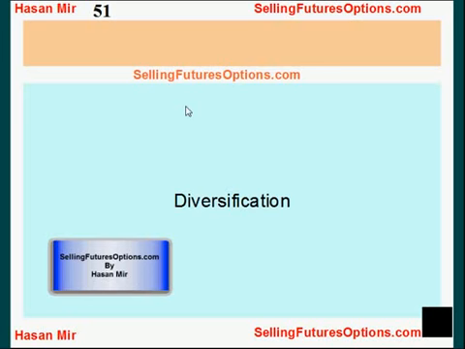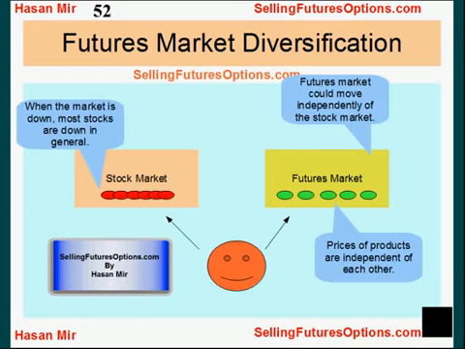Diversification. One problem with the stock market is that when the market is down overall, all stocks are affected. Even though individual companies are doing well, their stocks will go down as well because the market is overall down. In the futures market, this is not the case, as fundamentals of commodities differ from each other. If the price of one commodity goes down, the other commodity will most likely keep on trading high, unaffected by the price of the first commodity.